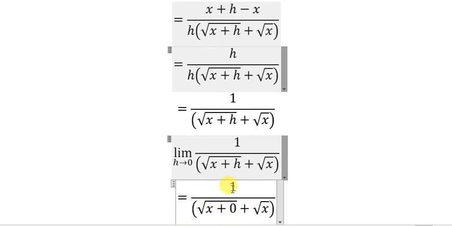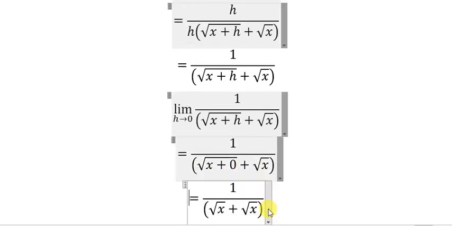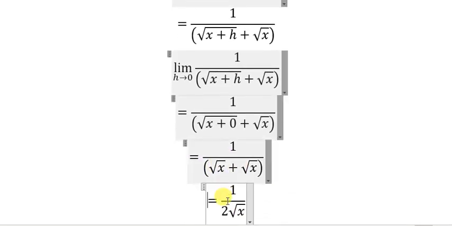Now, inputting our values for h will cause us to have root of (x plus 0) plus root of x. In view of that, root of x plus root of x, same quantity. Remember, addition of sets, 1 plus 1. The common factor here is root of x. 1 plus 1 giving us 2, whereas the numerator still remains 1.